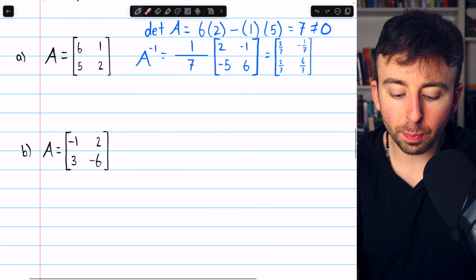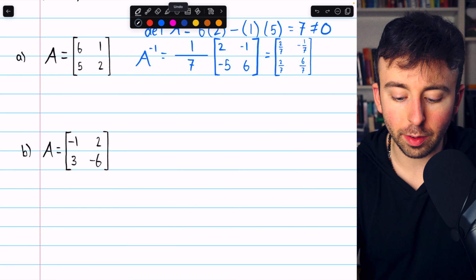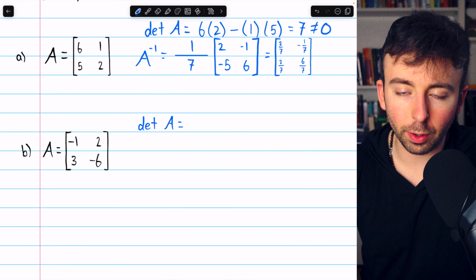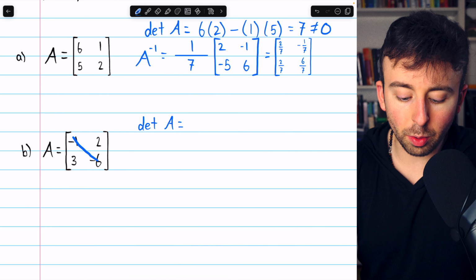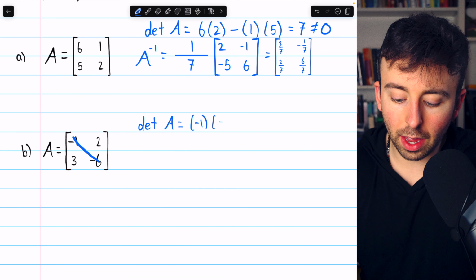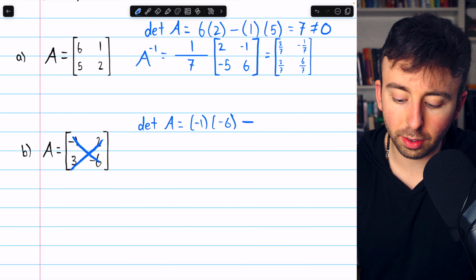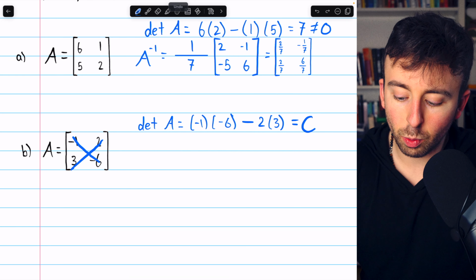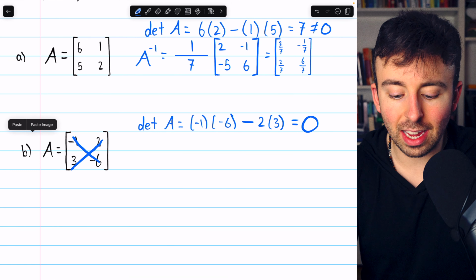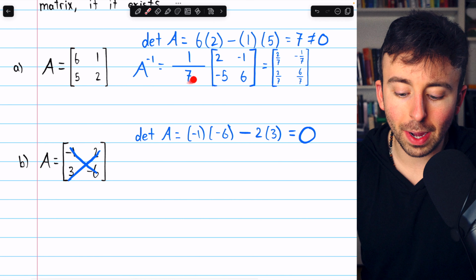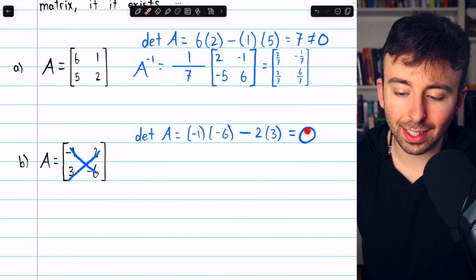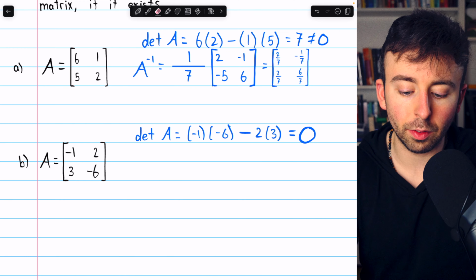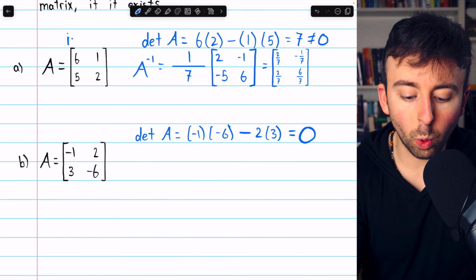Here is our matrix. Let's begin by finding the determinant to see if we can even calculate an inverse of this matrix. The determinant, again, is going to be the difference of the products of the diagonals. So -1 times -6, and then we have to subtract 2 times 3. This is going to be +6 minus 6, which is 0. As you can see, when we construct the inverse, we have to divide by the determinant. So certainly if the determinant is 0, A inverse cannot possibly exist. This matrix is non-invertible.